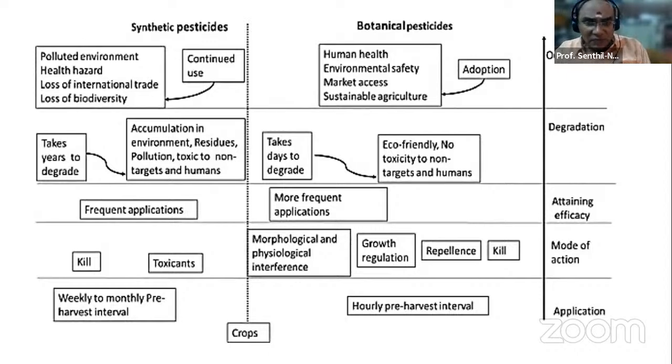And morphological and physiological interference appears, growth regulation appears, repellent action is also available, and finally kill. So a short pre-harvest interval is needed. Even though the insect survives, it is unable to reproduce or undergo metamorphosis. So these are the beneficial points when we are seeking a botanical insecticide.